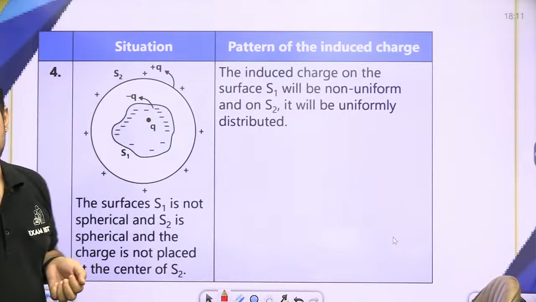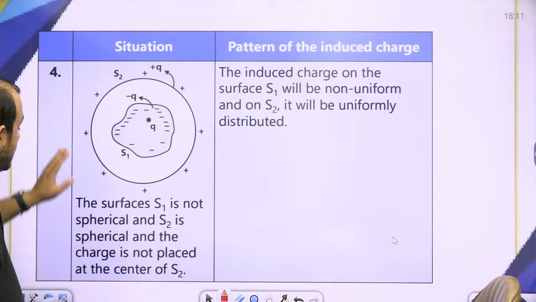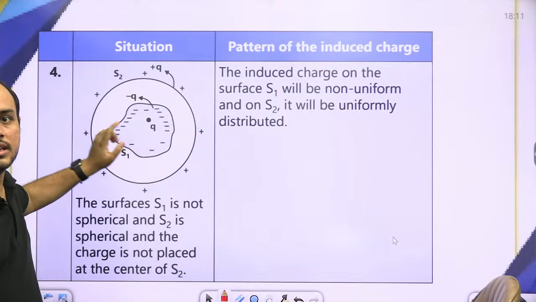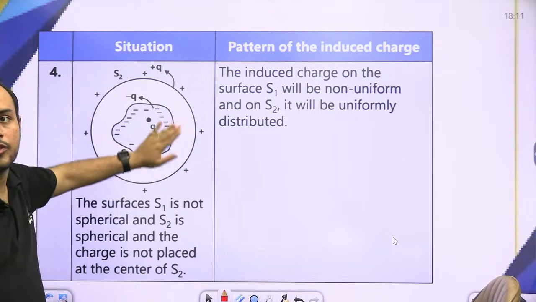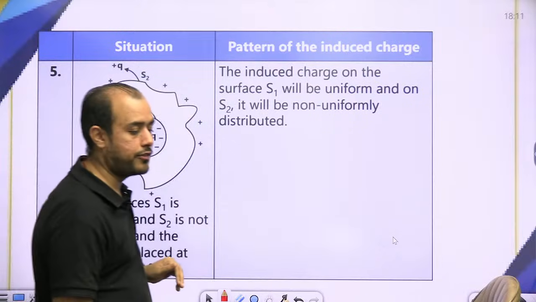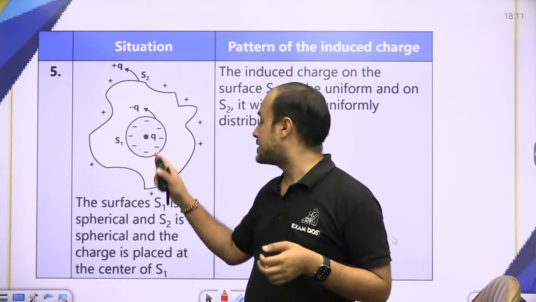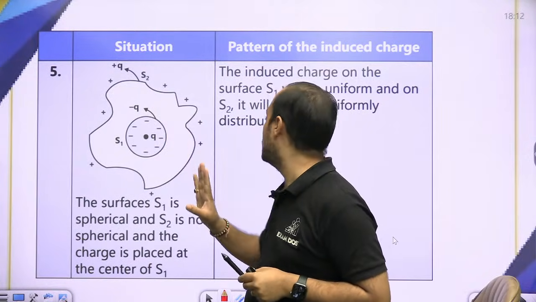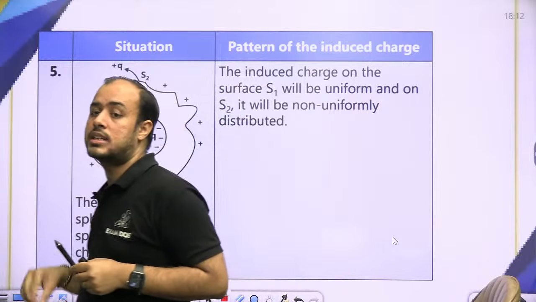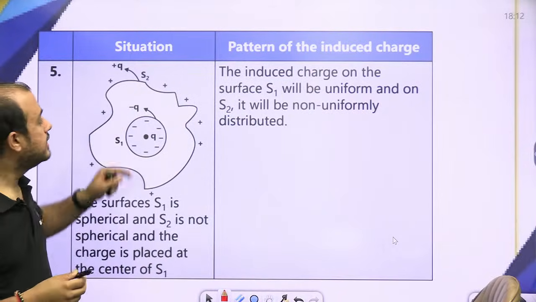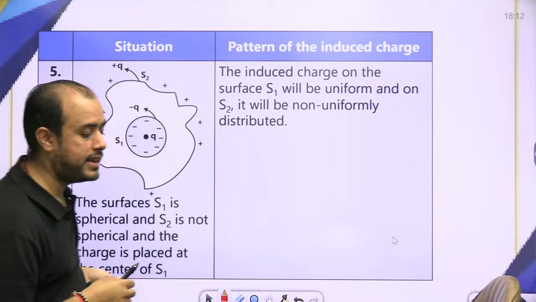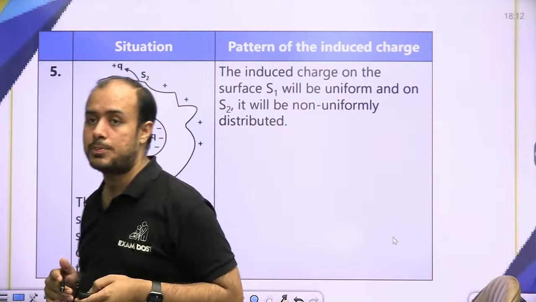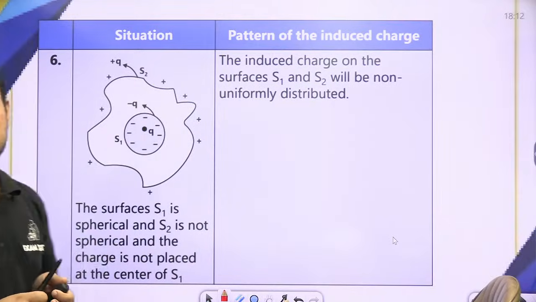Now beta, here S2 is spherical, the charge is not at the center, cavity is not uniform. So again at S1 charge will be non-uniform, but at S2 it will be uniform. What if the charge is at the center, the cavity is spherical, then minus q will be uniform. But because the outer surface is not spherical, the charge distribution on S2 will be non-uniform. Non-uniform माने unequal at different position.